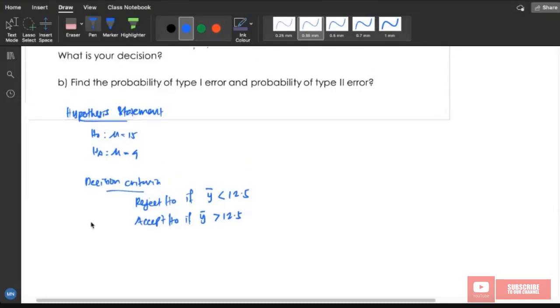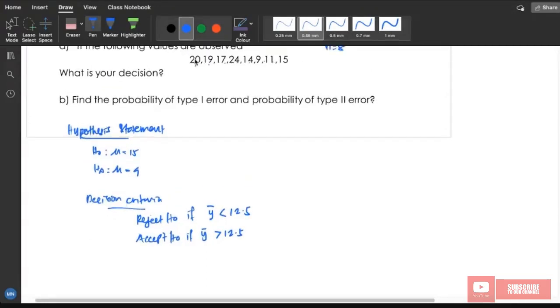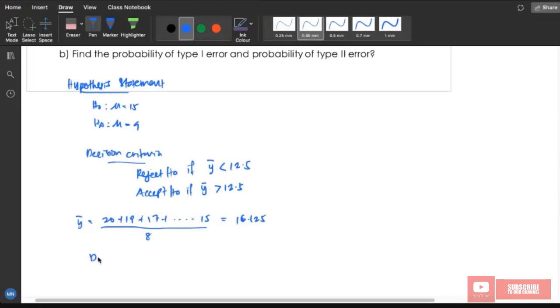So now, given this value, we only have 8 observations. So we need to find y bar. So y bar is equal to 20 plus 19 plus 17 plus until 15, divided by 8. So this one should be equal to 16.125.